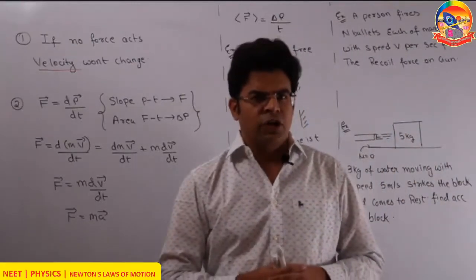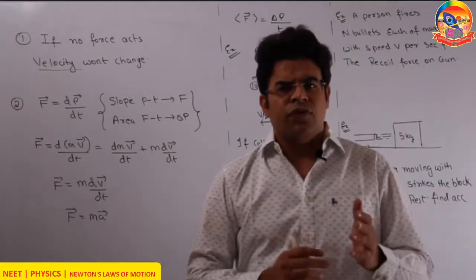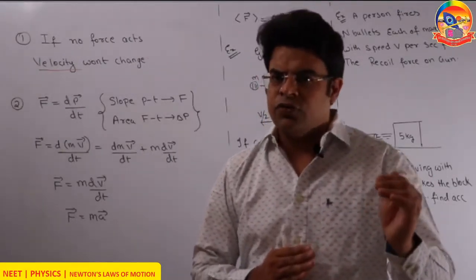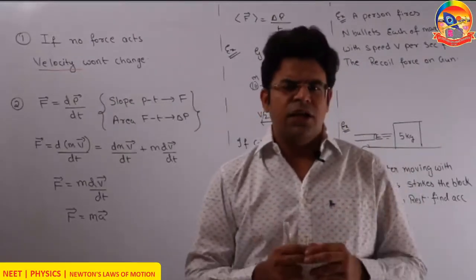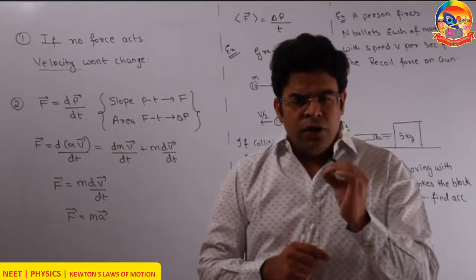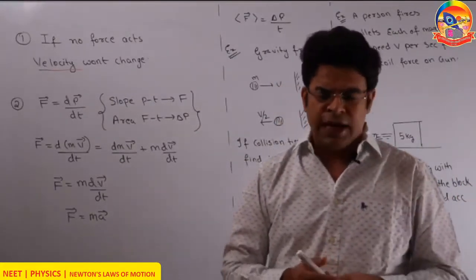Newton gave us three laws. The first law tells us any object in state of rest or uniform motion will remain so unless some net external force acts on it. In a nutshell, Newton's first law tells us that the velocity of the particle will be constant till the time any external force acts on it.